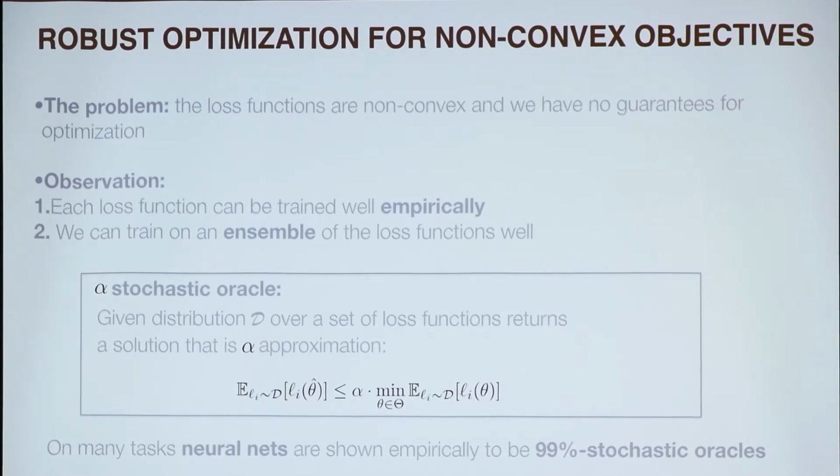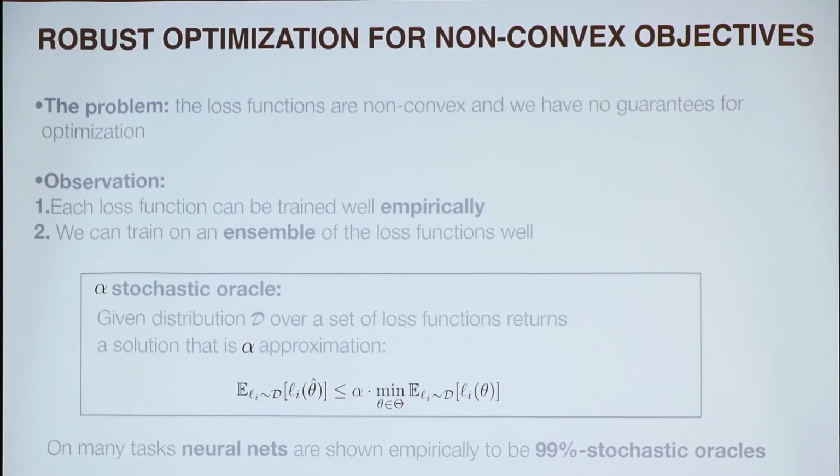Another observation is that whenever we have neural networks, because of their structure, we can basically train an ensemble of these loss functions well. So we can gather these different neural networks, and if we know how to train one and we know how to train another one, we know how to train both well. Abstracting that, with neural networks we often have what we call an alpha stochastic oracle. The formal definition: suppose I have a distribution D over a set of loss functions.